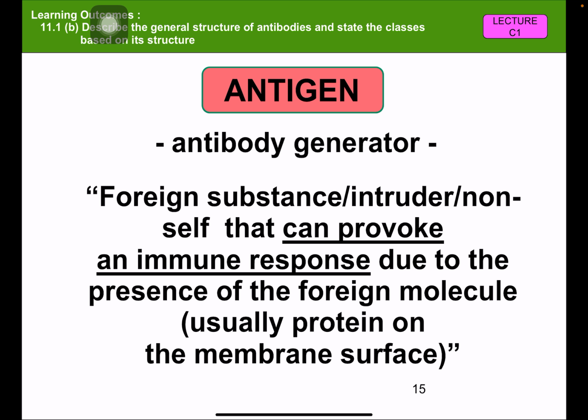All right. Now we go to the next one, the antigen. So an antigen is an antibody generator. It can generate antibodies in our body. An antigen is a foreign substance or intruder or any non-self that can provoke an immune response due to the presence of the foreign molecule. This foreign molecule is usually a protein on the membrane surfaces.